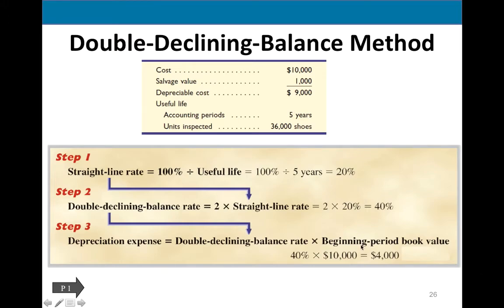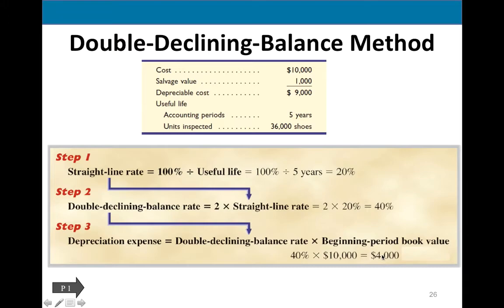So in the beginning, I don't have any accumulated depreciation. My beginning book value in year 1 is its cost, which is $10,000. So this is the only method where you're not subtracting salvage value from cost. So the first year, my depreciation will be huge, $4,000.